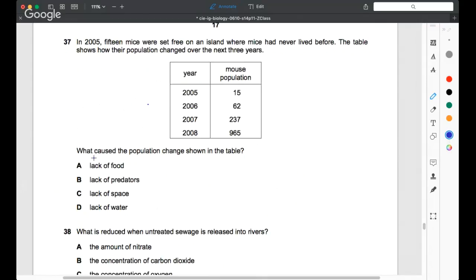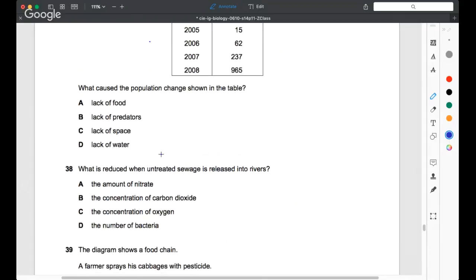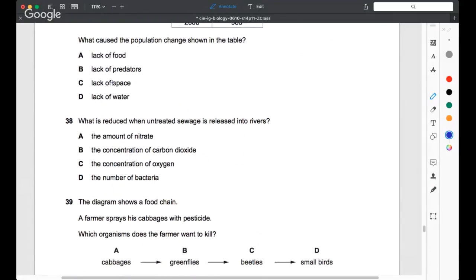So if there was no food, then they'd die off. If there was no space, then they would be constrained to a very small population. If there's a lack of water, they'd be constrained to a small population, or they'd die off. And lack of predators means there's nothing to eat them, and so they just boom. There's nothing to kill them. So B is the correct answer.